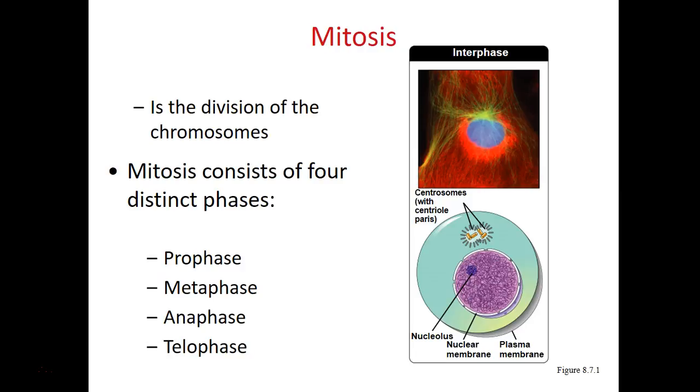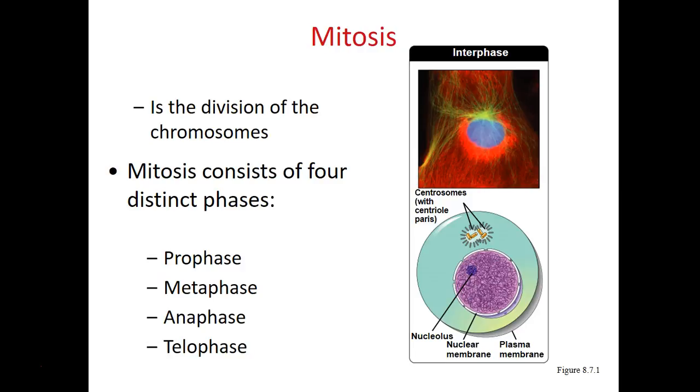So, mitosis itself consists of four distinct phases: prophase, metaphase, anaphase, and telophase. Interphase, which is shown on this panel here, is actually not strictly a part of mitosis, because interphase can happen before mitosis, or it can happen before meiosis. So interphase is just that time between cell division periods.